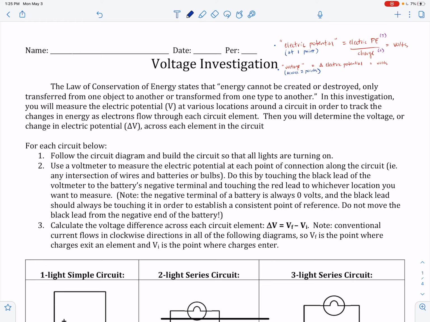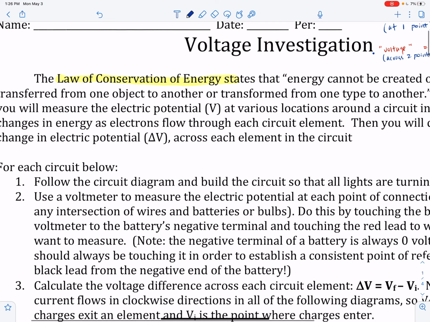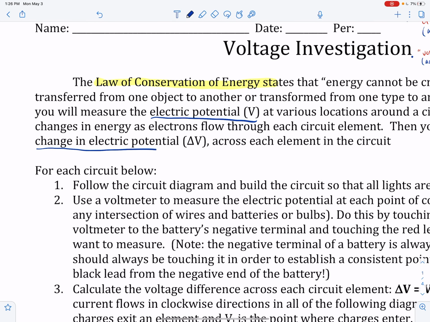The voltage investigation is going to be tied to the law of conservation of energy, and I'll trust that you can read this introduction, but you will see conservation of energy applied in the idea of voltage. A couple of vocabulary clarifications. You are going to see two terms. The first is electric potential, which is often labeled V in equations, and then you're going to see change in electric potential, which you can think of as delta V.